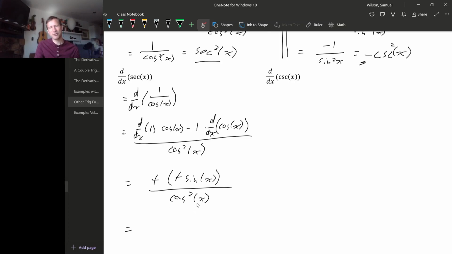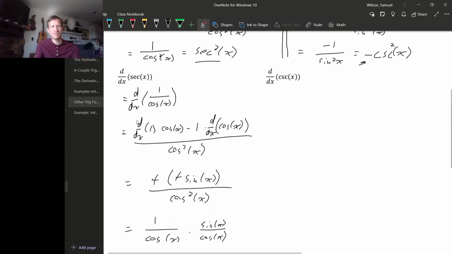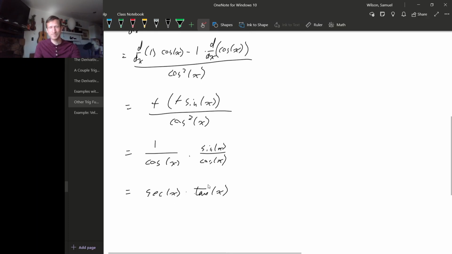And it's hard to know exactly how to write that, but one nice way to write this is to split up the denominator, because we have two factors of cosine. So split them up like this. There. So we'll have 1 over cosine x times sine x over cosine x. And this is secant x times tangent x. All right, so the derivative of secant is secant times tangent.